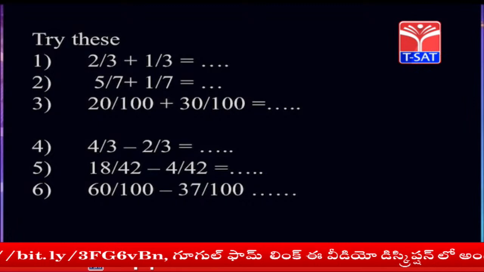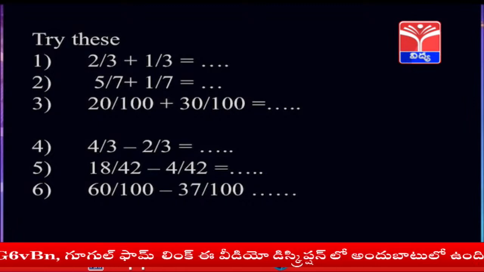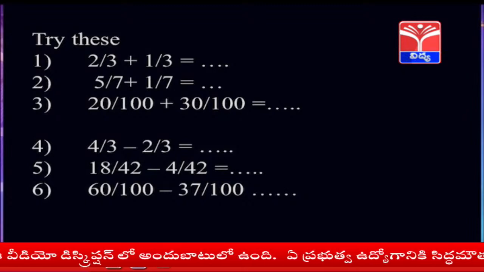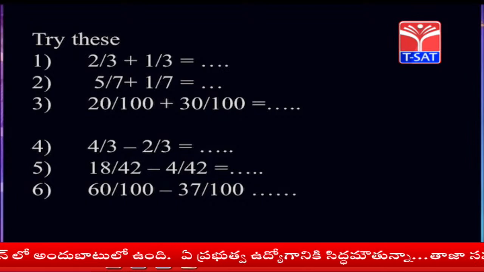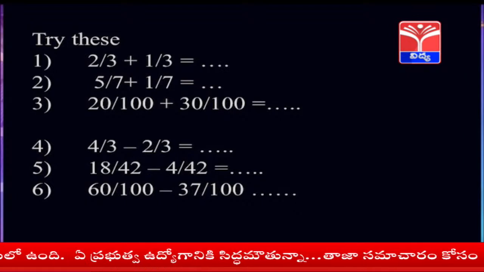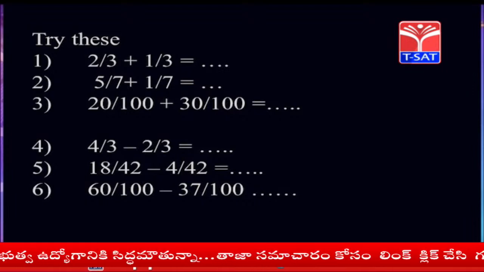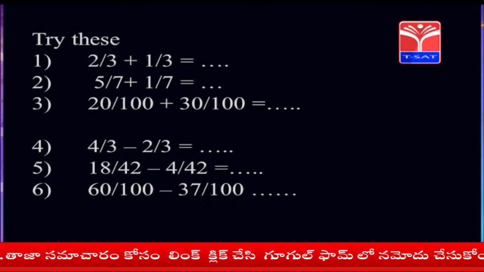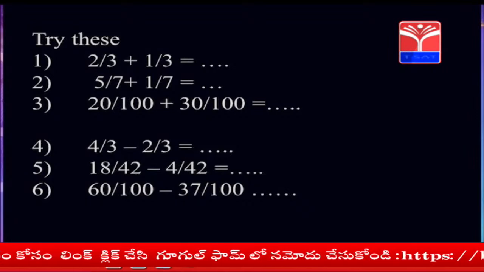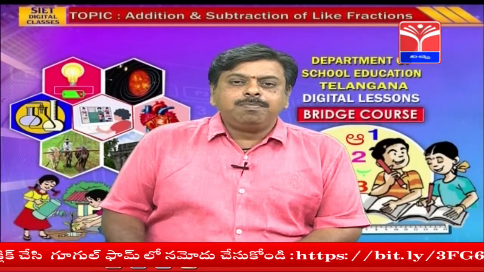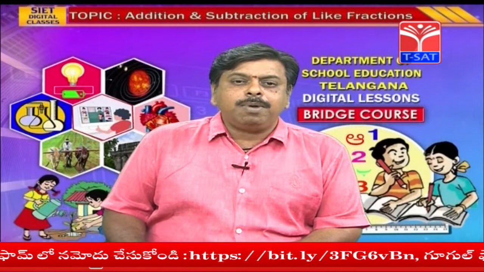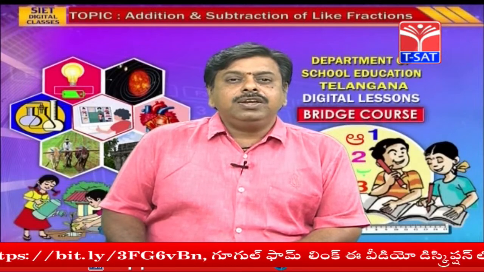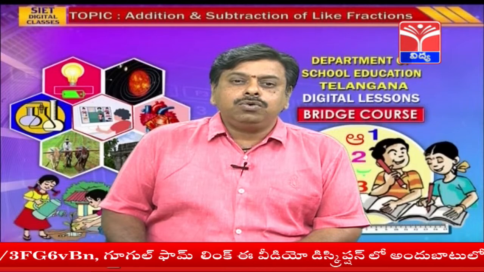Observe on the screen. Try this. 2 by 3 plus 1 by 3. 5 by 7 plus 1 by 7. 20 by 100 plus 30 by 100. 4 by 3 minus 2 by 3. This is subtraction. 18 by 42 minus 4 by 42. 60 by 100 minus 37 by 100. These are addition problems and these are subtraction problems of like fractions. You solve these problems with your friends, discuss the resultants and submit to your teacher.